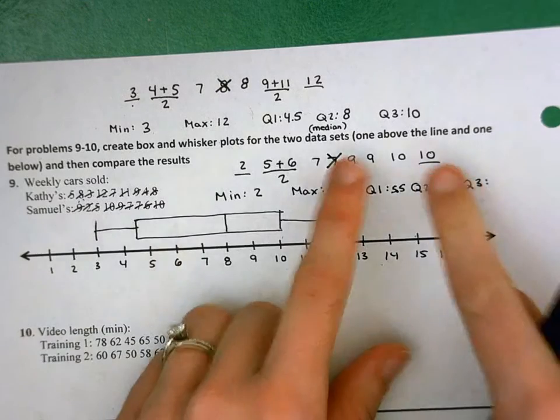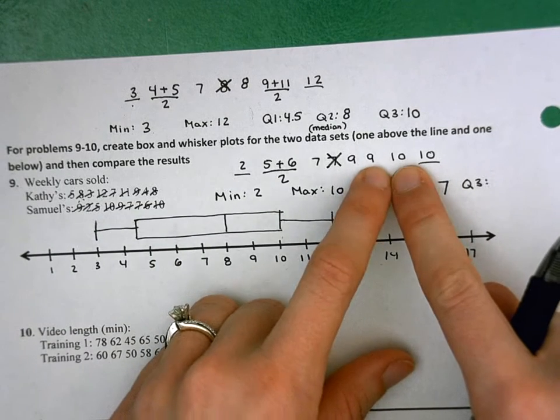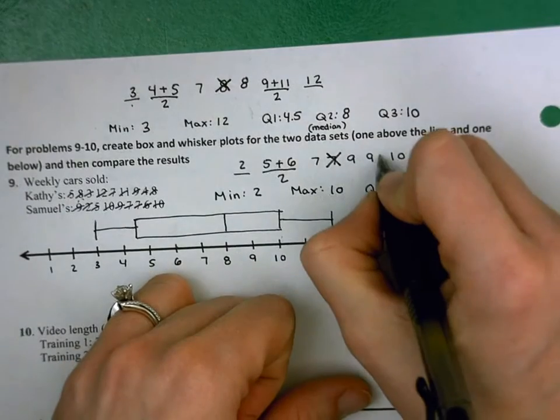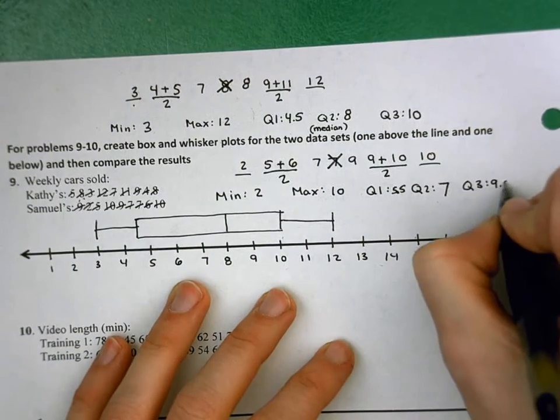And quartile 3, not 10 or 9. Which means halfway between our two remaining ones, 10 and 9. Okay, you either see it or you add them and divide by 2. 9 plus 10 divided by 2 is 9.5.